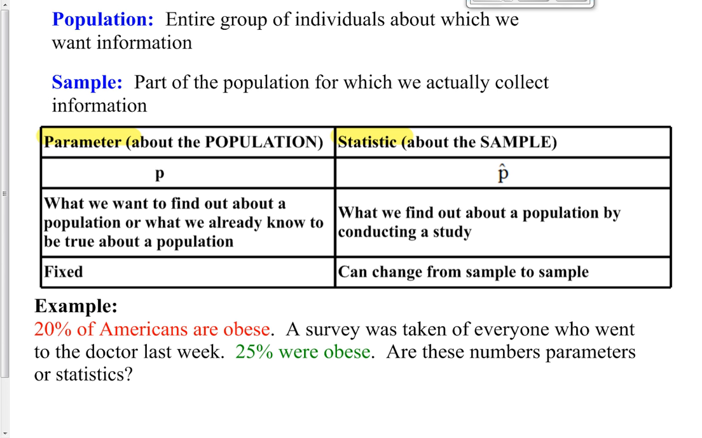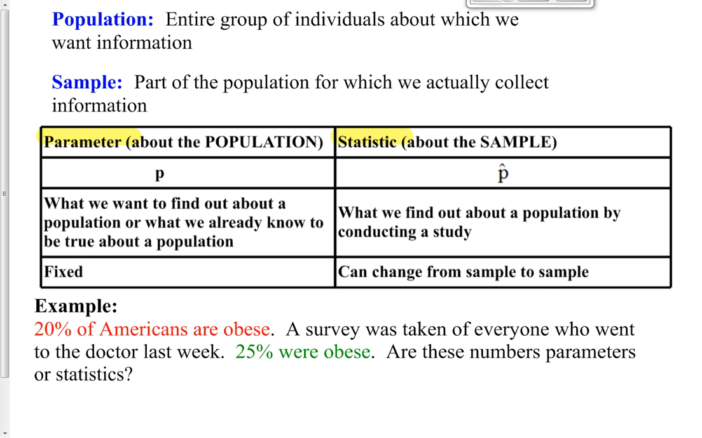Yesterday we talked about what a sample is and what the population is. Today we're going to talk about what the sample actually tells us, or what that means for us. So again, a review: the population is the entire group of individuals. A sample is just a subgroup, just part of that population for which we actually collect information.